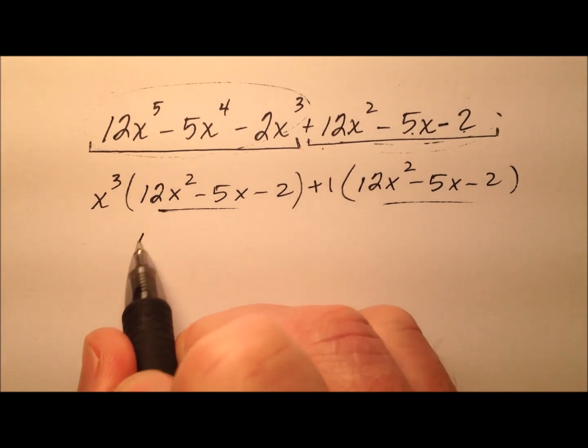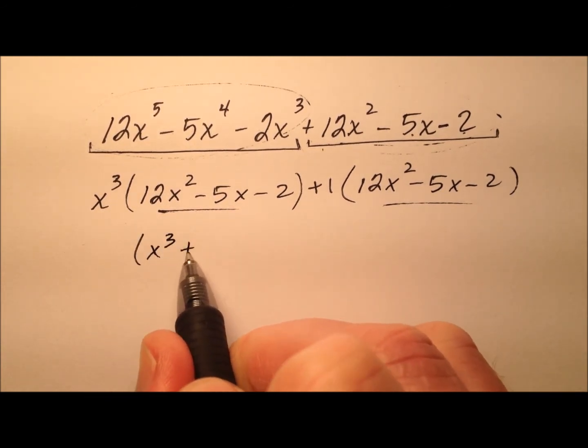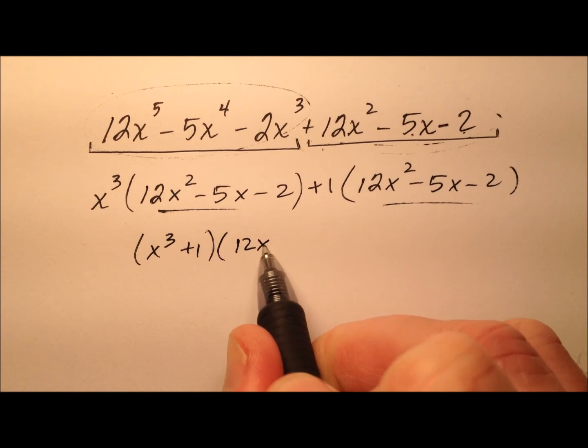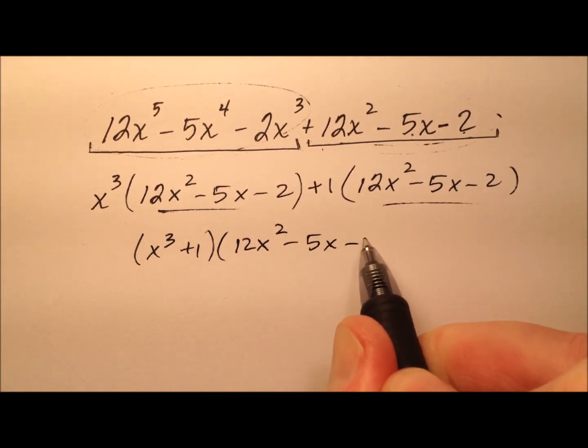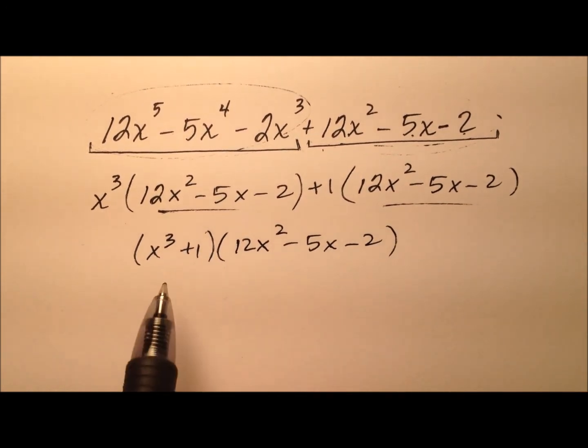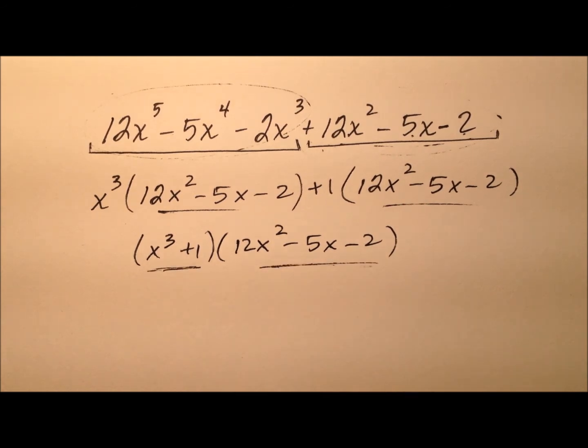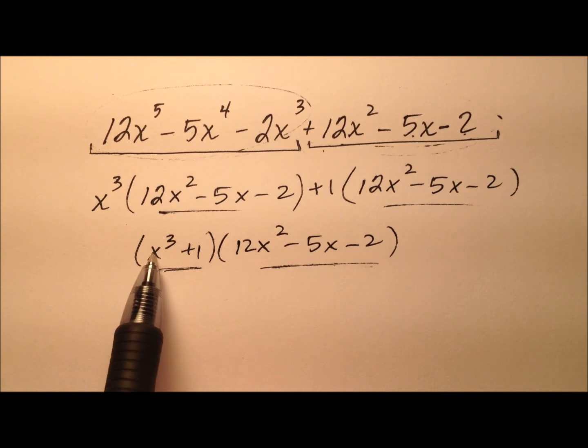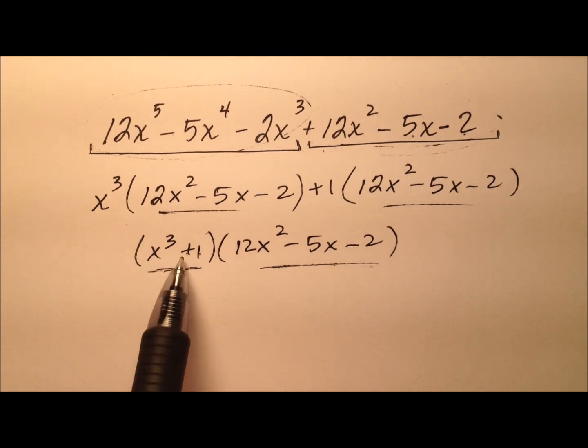So let's go ahead and rewrite this whole thing. So I have the x cubed plus 1, and I have the 12x squared minus 5x minus 2. And it looks like each of these factors in and of itself can be factored down even more. So the x cubed plus 1 looks like the sum of 2 cubes.